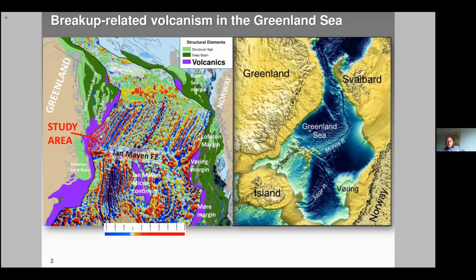The second well-known fact here is that there was a lot of breakup-related magmatism in those pink or violet colors here, again, the Jan Mayen microcontinent, and also the Scandinavian margin is highly magmatic during the rift phase.